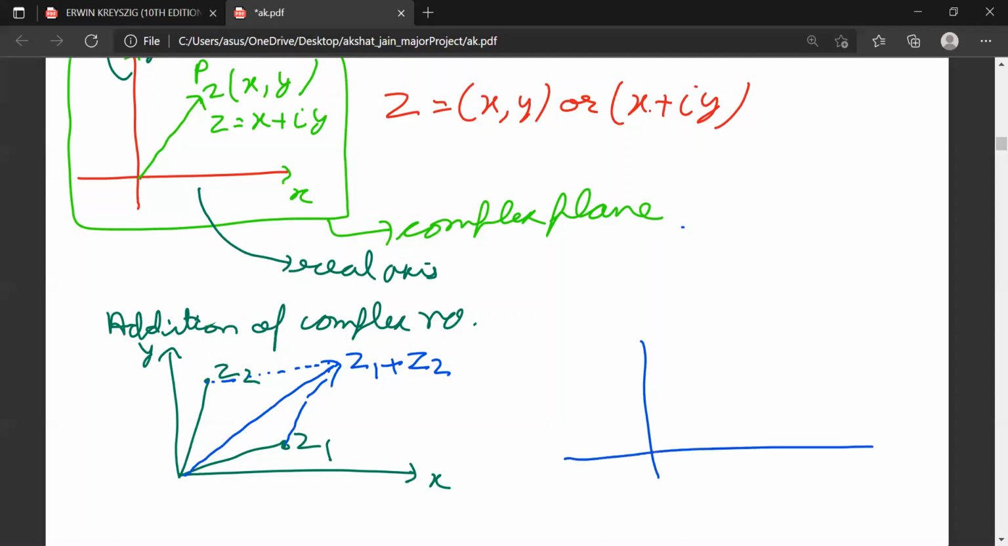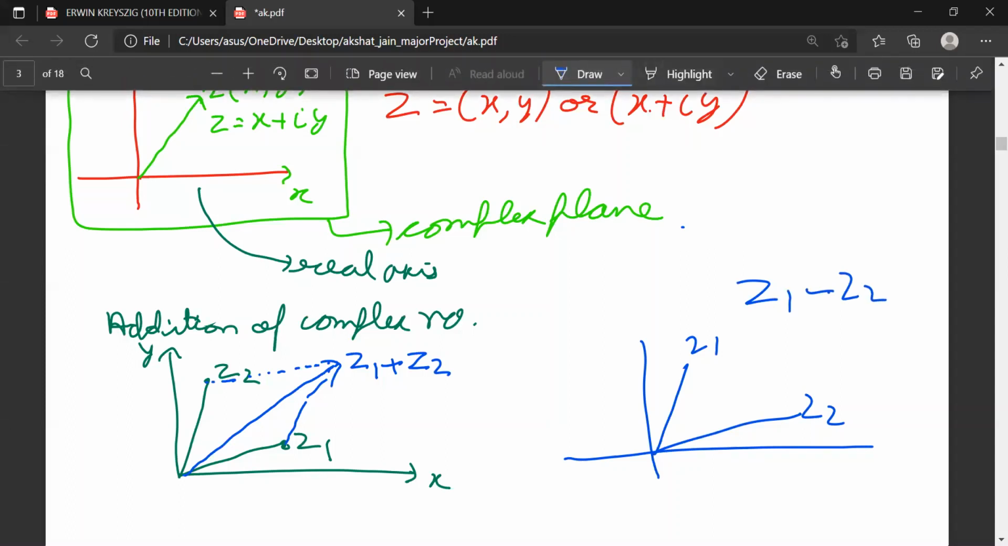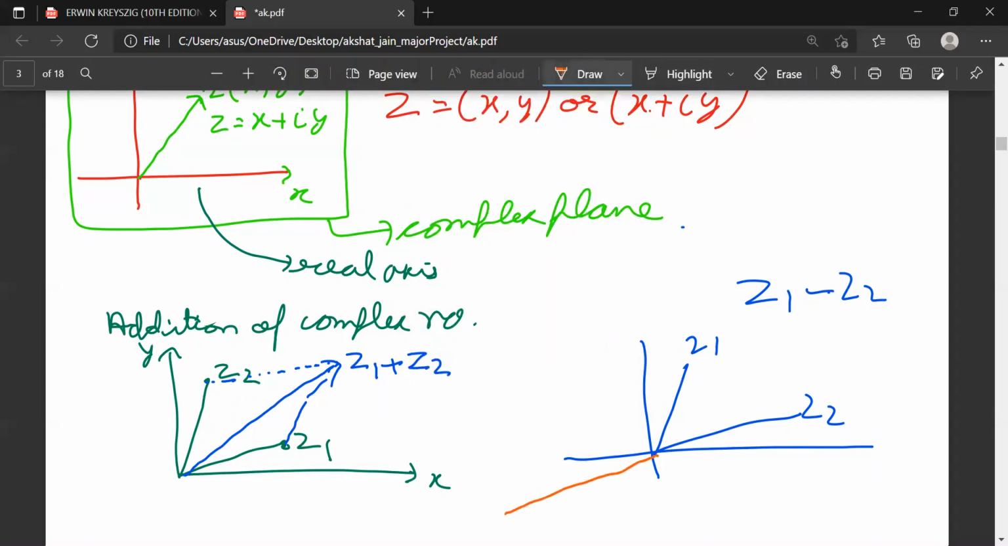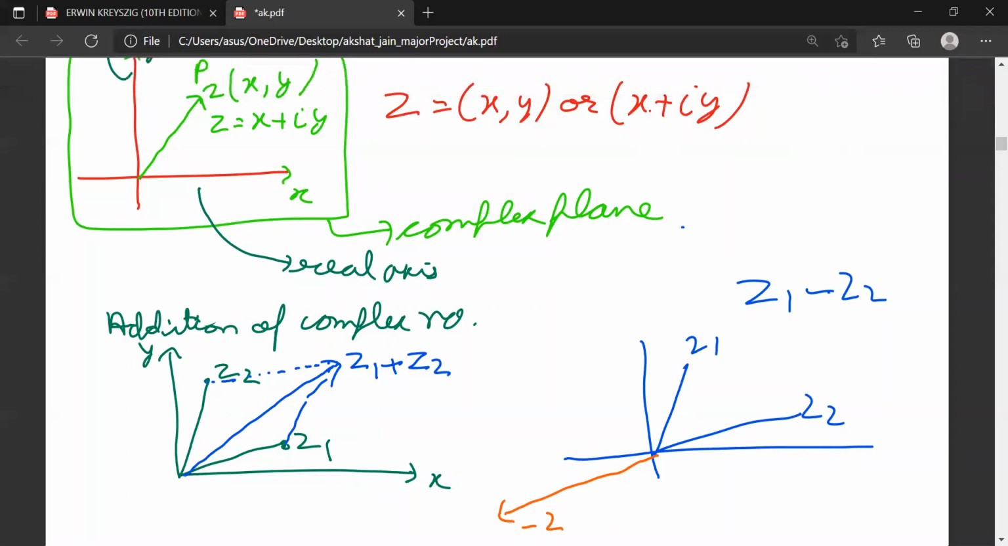Suppose this is z1, this is z2, and here we have to do subtraction, z1 minus z2. So what will be the negative of z2? We will draw it like this. We extend this, and this is minus z2. Right? This is minus z2. So we will form a parallelogram like this. This will be my resultant vector. What is z1 minus z2?